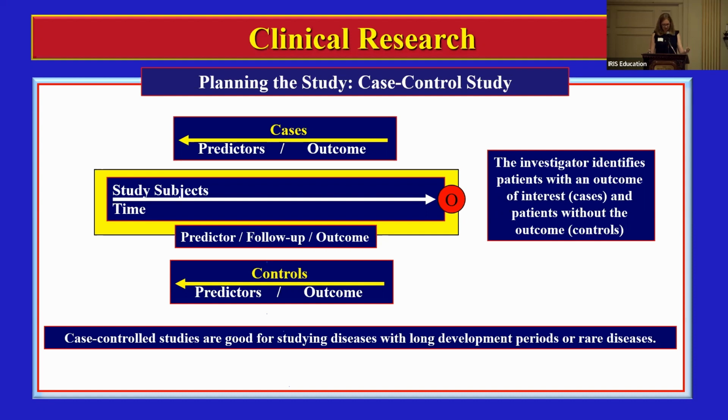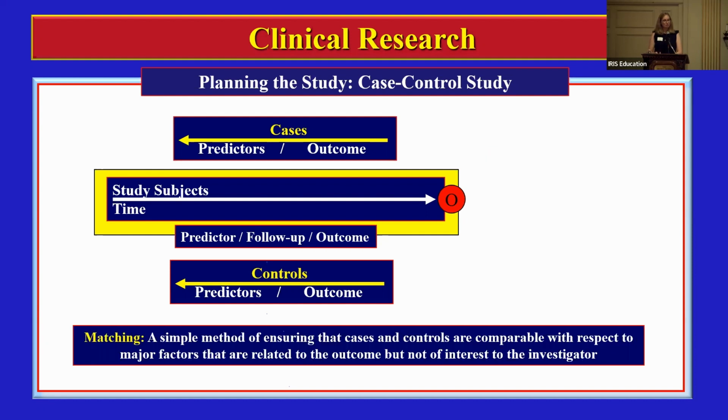for generating more hypotheses. Some of the weaknesses of case-controlled studies is that you're unable to determine incidence or prevalence of a disease. You can only look at one outcome since you have to pick that outcome, those that have and those that do not have it. And when compared to cohort designs, it is more susceptible to bias. And one of the ways that we can address that, but not necessarily eliminate it, is through the use of matching. So matching is a simple method of ensuring that cases and controls are comparable with respect to major risk factors that are related to the outcome, but not necessarily of interest to the investigator.